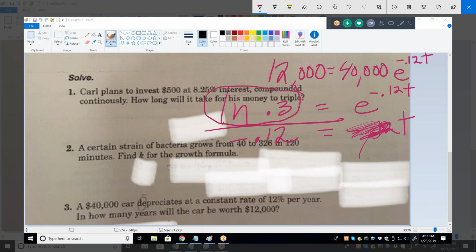So what do you get when you take natural log of 0.3 and divide it by negative 0.12? Is that around 10? Makes sense. I would guess that it would take 10 years for a $40,000 car to depreciate all the way down to 12,000.